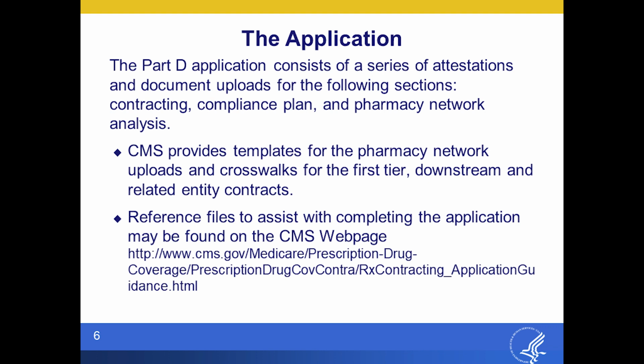A description of the application itself begins on slide 6. The Part D application consists of a series of attestations and document uploads for the sections: contracting with first-tier, downstream, and related entities, compliance program, and network pharmacy access. CMS provides the pharmacy network templates and the contract crosswalk documents for download from the application module in HPMS.